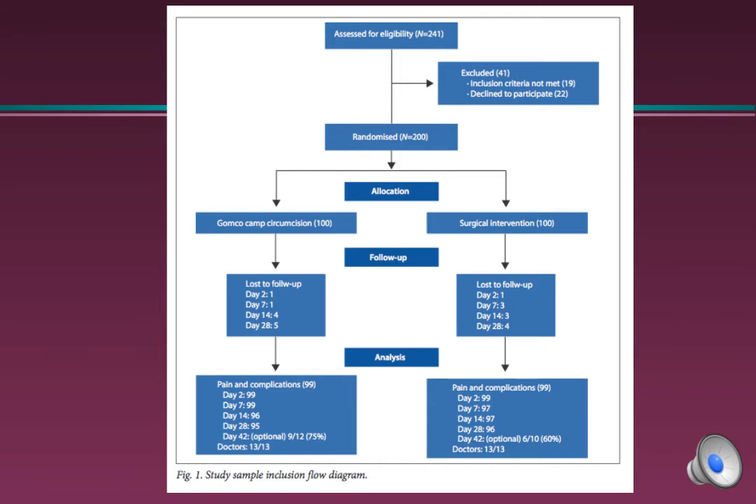This shows the figure 1 for a randomized controlled trial that we recently published concerning circumcision. So you can see we had 241 subjects who were eligible, that we excluded 41 of them, and the reasons for exclusion, we randomized 200 of them. Each 100 were done in the group to which they're allocated. Then we show all the loss to follow-up and what happened ultimately with every patient in there, every subject in the study.